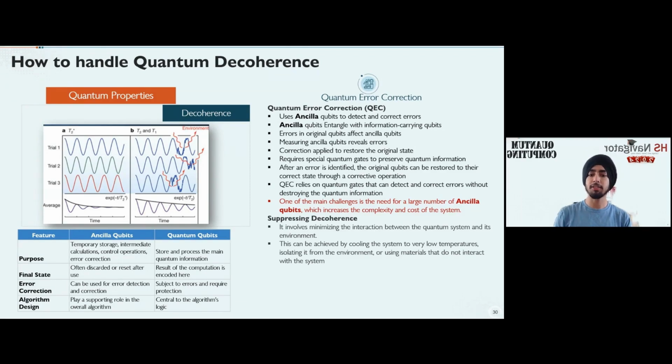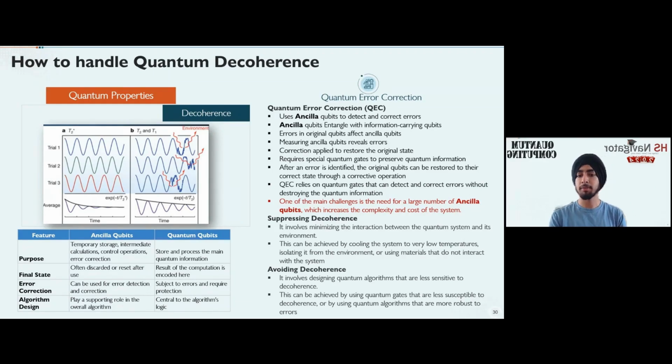Another thing is to try to suppress decoherence. And this is done by trying to minimize the interaction between the quantum system and its environment. The way we do this is by cooling the system to very low temperatures. I'll show more about that later. We isolate it from the environment and keep it in sterile rooms, the same way you would consider hospital emergency rooms to be very sterile. They keep it clean. They don't want any germs to be in there.